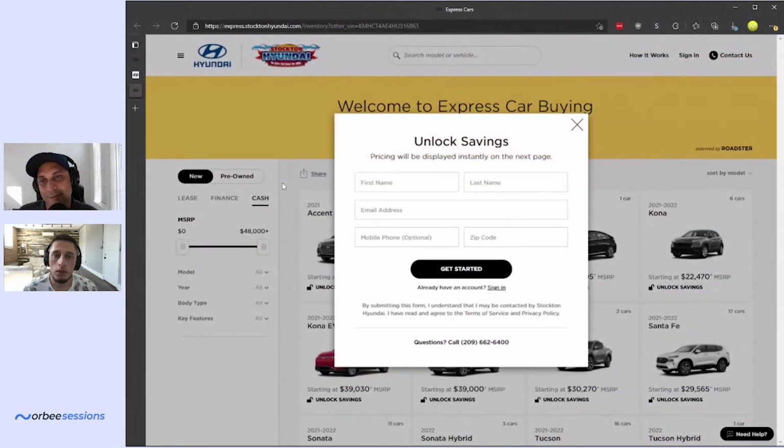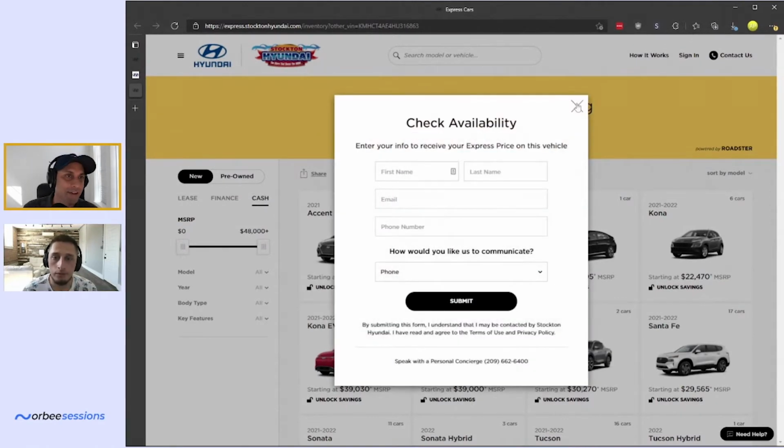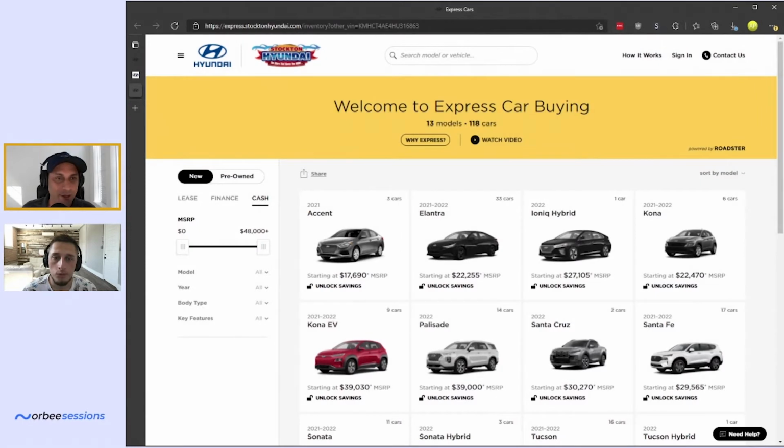So notice what just happened. Subdomain. Subdomain, exactly. And this is a popular one, really awesome. We like the Roadster product. Yeah, we love how clean it looks and the experience of it all.